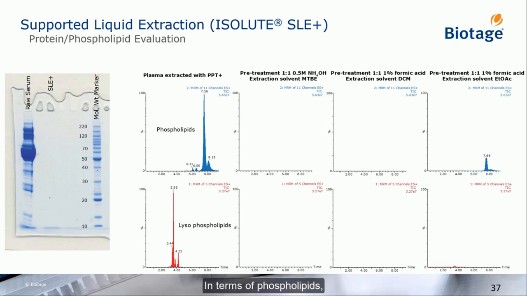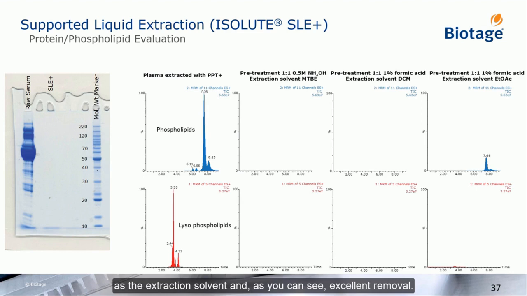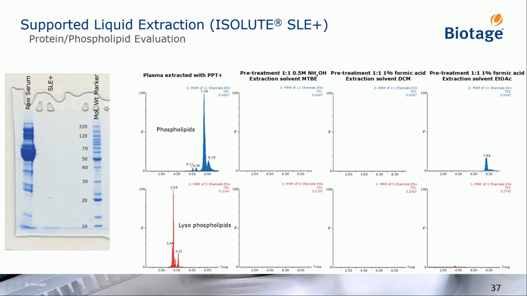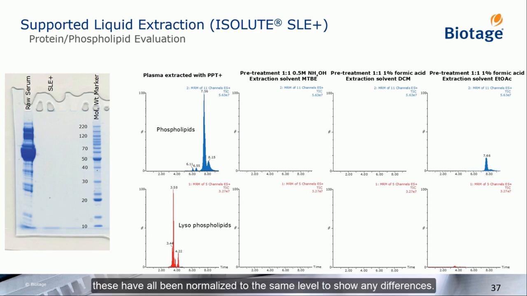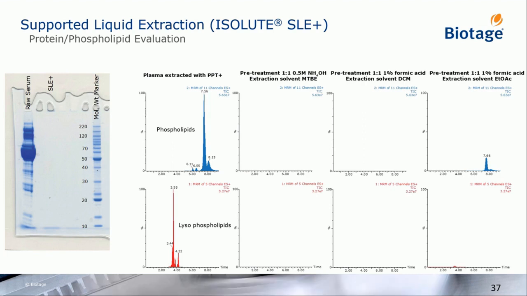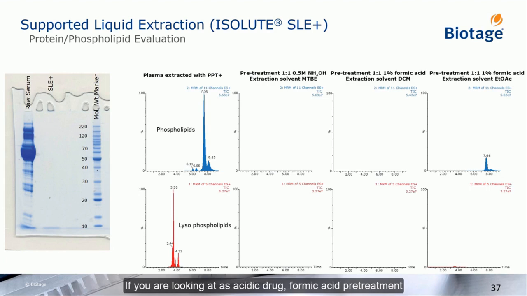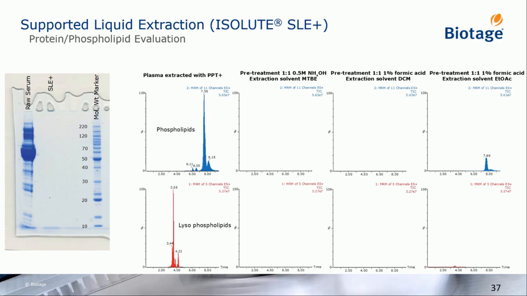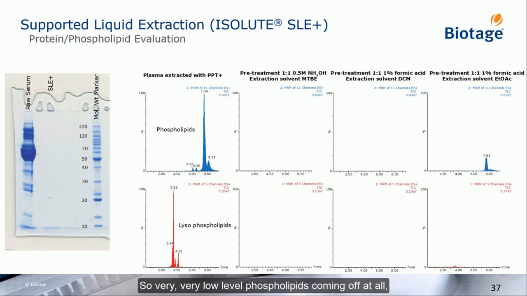In terms of phospholipids, we've separated out the lyso versus the phospholipids there on the chromatogram. Basic drug extraction using MTBE as the extraction solvent, and you can see excellent removal. That's baseline. These have all been normalized to the same level to show any differences. If you were looking at an acidic drug, formic acid pre-treatment with serum, plasma, and then extraction with DCM, again, you're seeing baseline. So very, very low level phospholipids coming off at all.